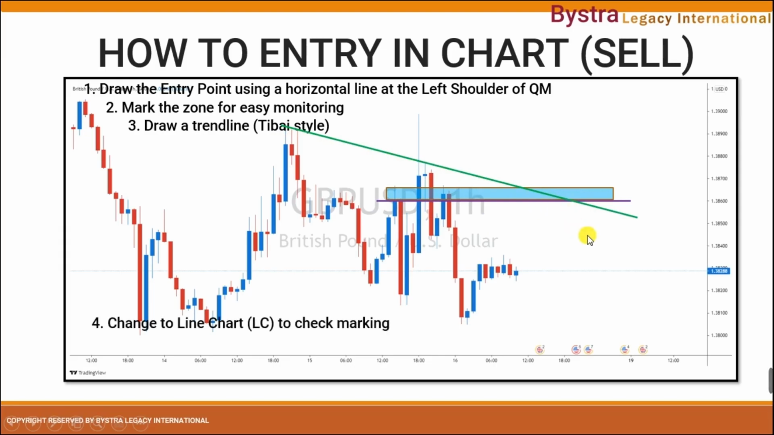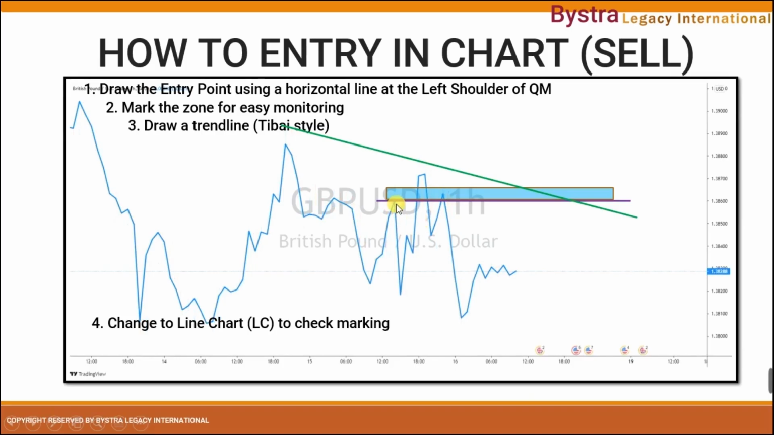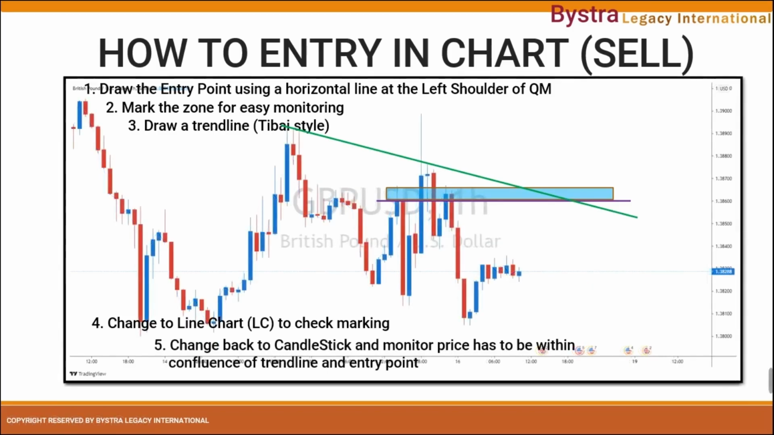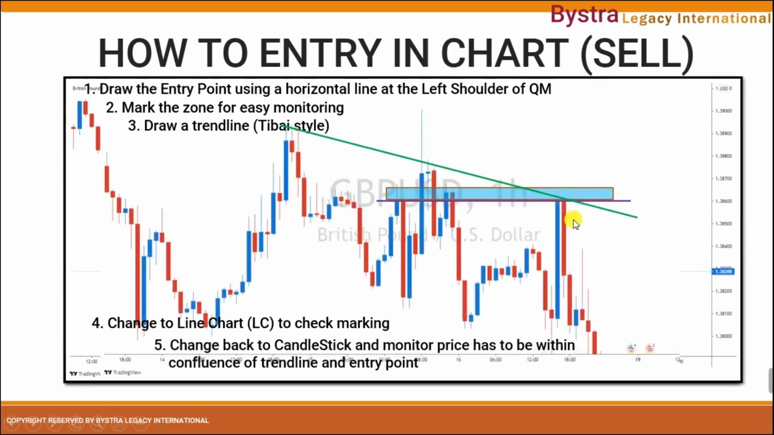Fourth, we change to the line chart to check our marking. Is it correct? Yes, it's a high, low, higher high, lower low. Fifth, we change back to the candlestick and monitor that our price has to be within the confluence of the trend line and also our entry point. Okay, so now let's have a look. There we go. You can see that the price has reacted to the confluence of this trend line and it is also at the entry point. So this is a very good QMC setup.